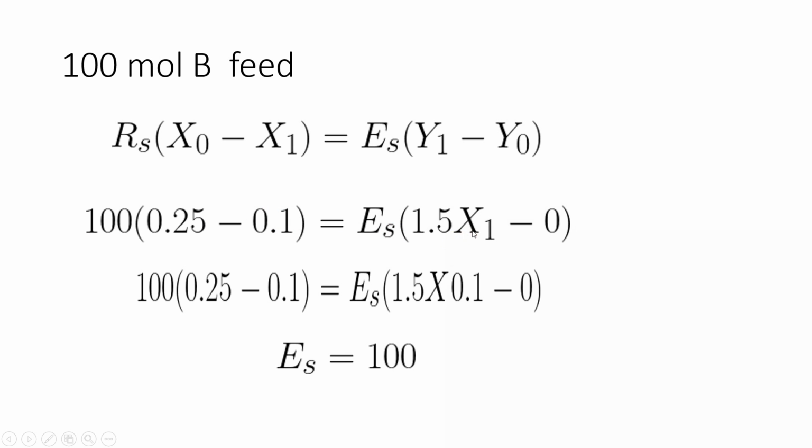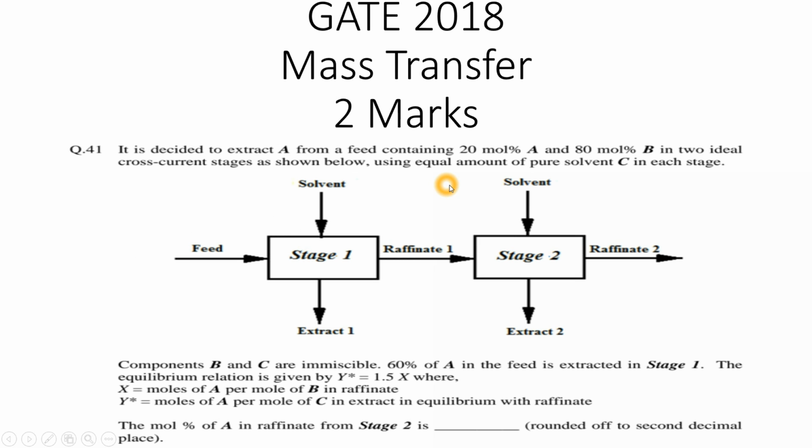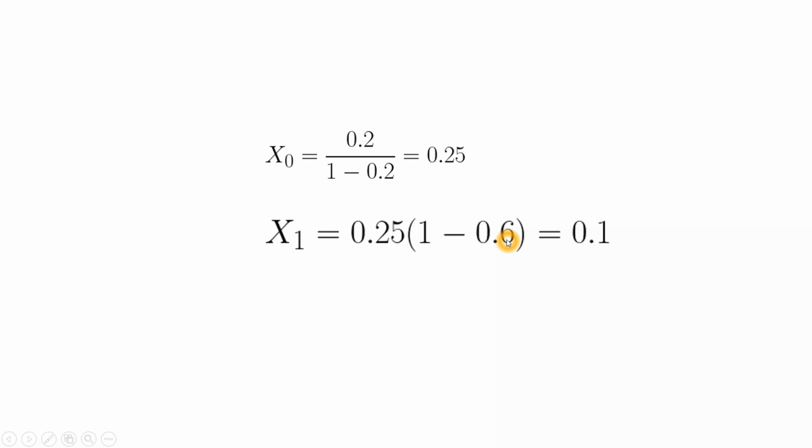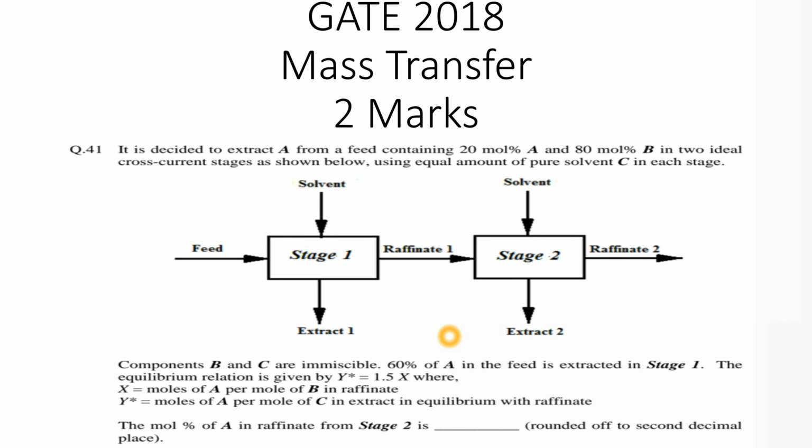Es into 1.5 into X1. Y1 is equal to 1.5 X1, since it is given that Y is equal to 1.5 X. I have already told you that these stages are in equilibrium, so Y1 and X1 will be in equilibrium. From this I can calculate Es. I got Es as 100. Since it is given that equal amount of solvent is supplied, right?